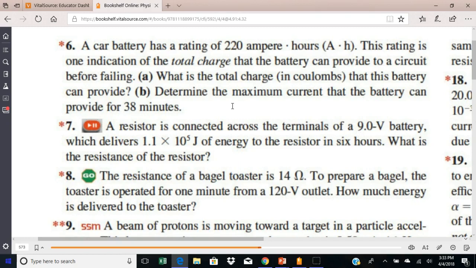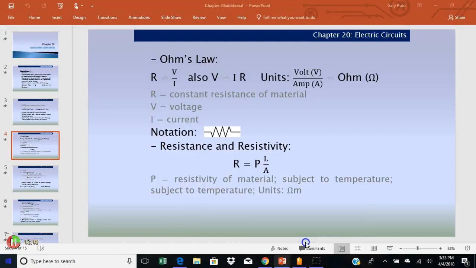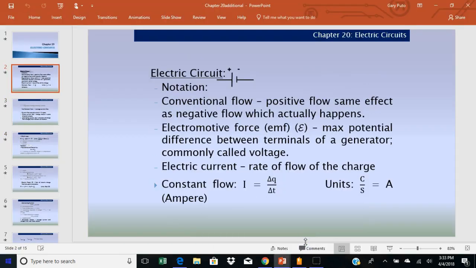The general format for the current equation, just take a look at this, is I equals the charge divided by the time. So the charge would be equal to I times the time. Note, the units of current are amps. Units of time are seconds or hours.